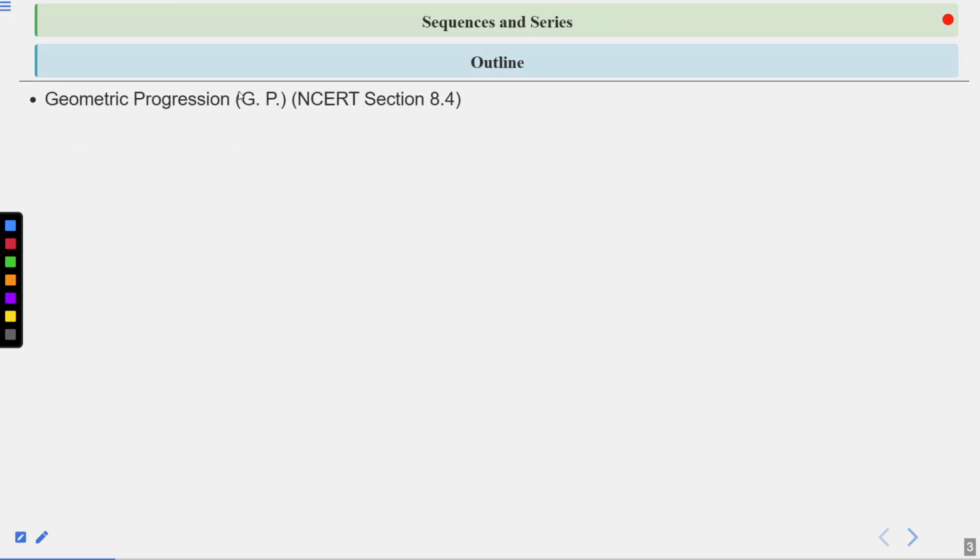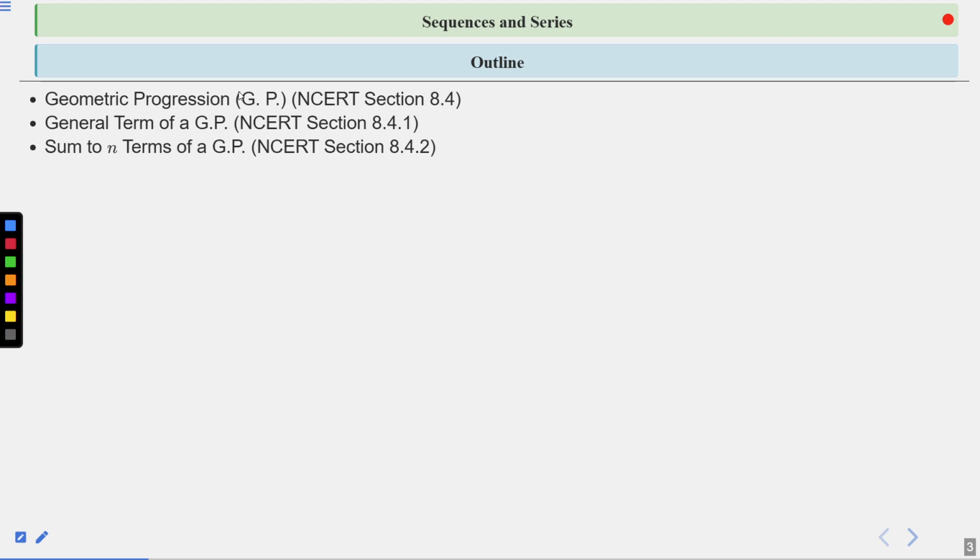So in today's session, we are going to cover geometric progression, in short GP, its definition, some related examples, its concept. Then we are going to see the general term of a GP. Then the sum of n terms of a GP formula. And then examples from 4 to 11.